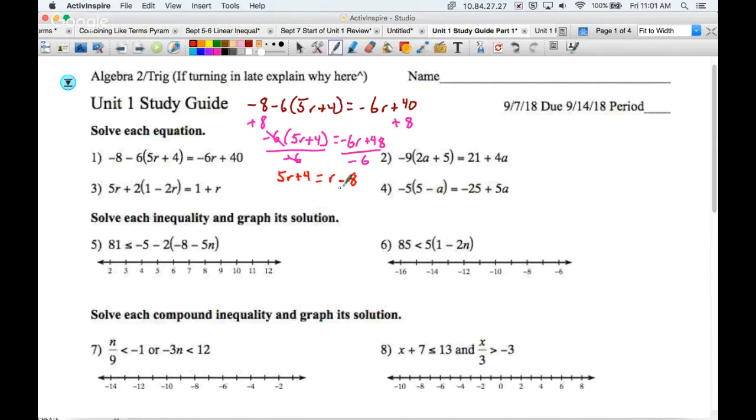Let's go ahead and now I want to get all my r's together and get all my like terms together. Do that by subtracting an r from both sides. 4r plus 4 equals -8. Subtract 4 from both sides. Now I've got 4r equals -12. Divide by 4, divide by 4. And we want to report our answer as r equals -3.